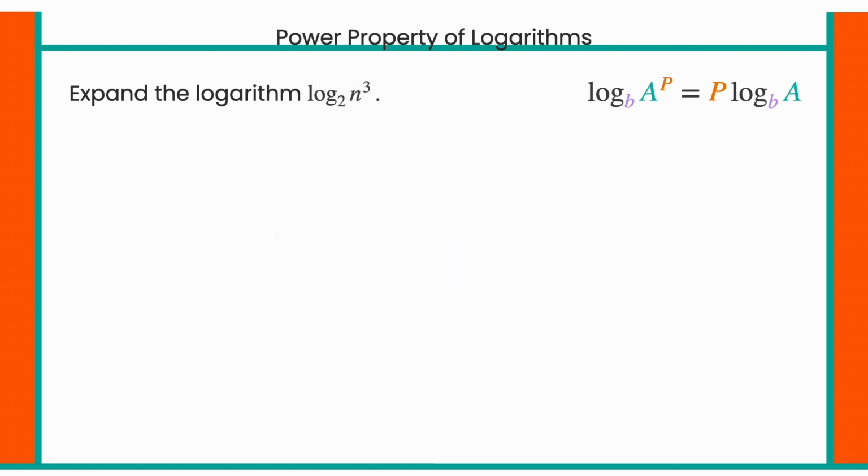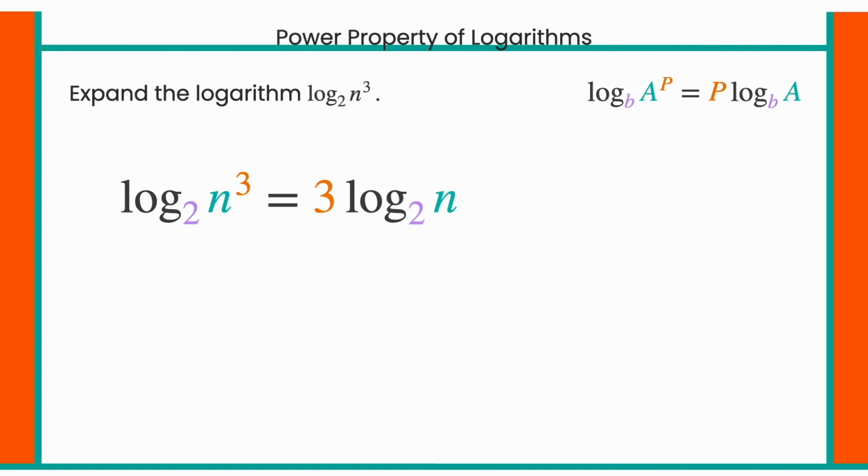This time, we are expanding log base 2 of n to the third power. This example is just like the first one, except instead of a common logarithm, we have an explicit base of 2, and its argument is n to the third power. When we apply the power property of logarithms, the exponent of 3 will become a coefficient. We'll still have a log whose base is 2, and its argument will be n.